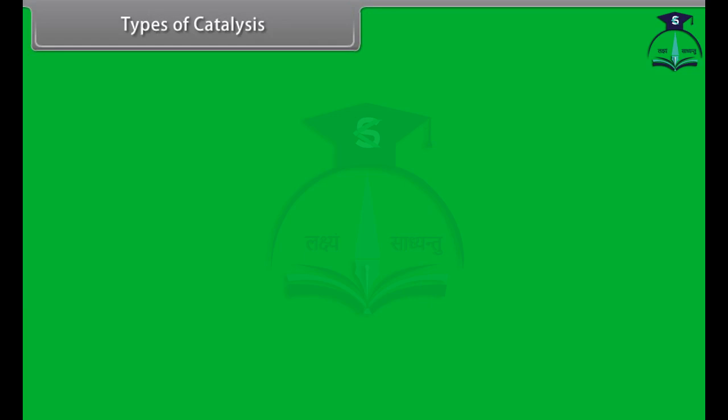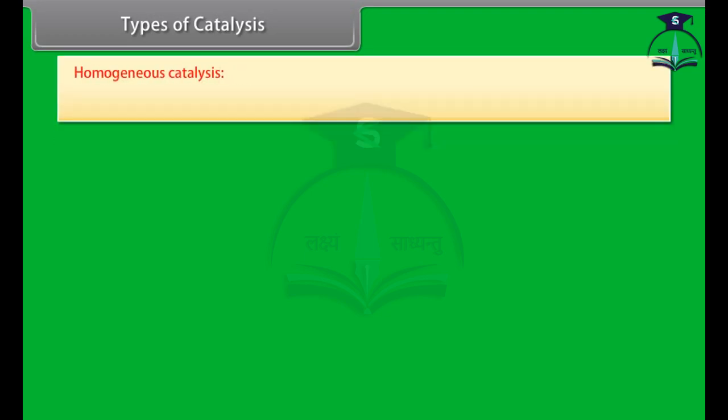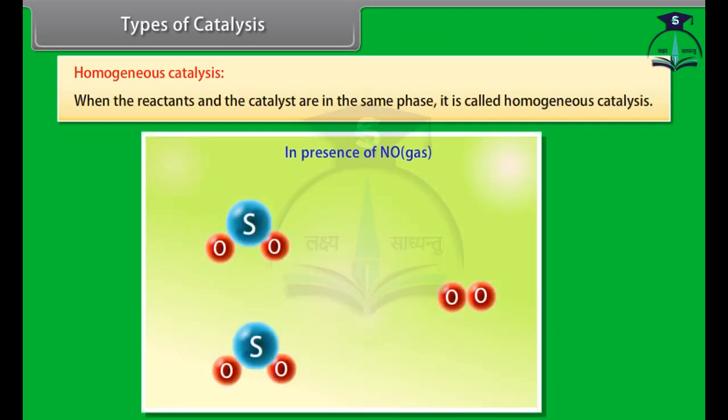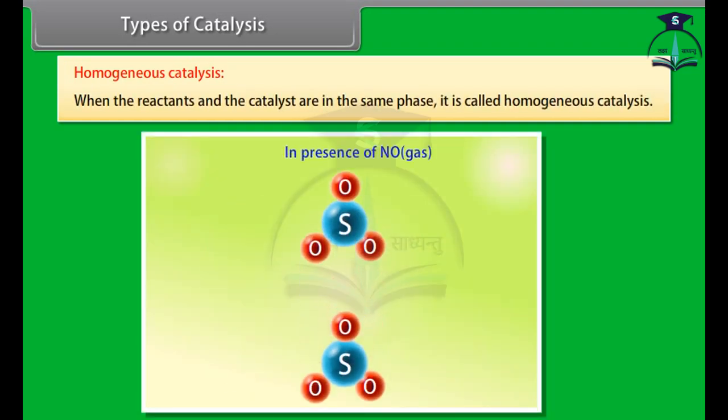The catalysis reactions are of two types: homogeneous catalysis and heterogeneous catalysis. Homogeneous catalysis. When the reactants and the catalyst are in the same phase, it is called homogeneous catalysis. For example, oxidation of sulfur dioxide into sulfur trioxide in presence of nitric oxide in the lead chamber process for the manufacture of sulfuric acid. Reactants, sulfur dioxide and oxygen, and the catalyst, nitric oxide, are all in the same gaseous phase.